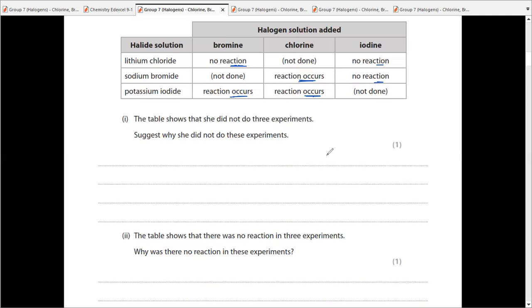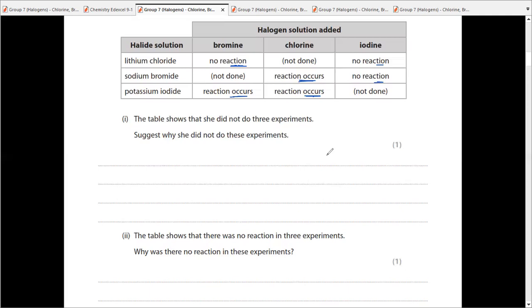What about the reason for the other two? Okay. So it's iodine and bromide. Sir, it's the same thing: iodine is less reactive than bromide, so it won't displace it. Right. So iodine is less reactive than bromine, so it won't displace it.